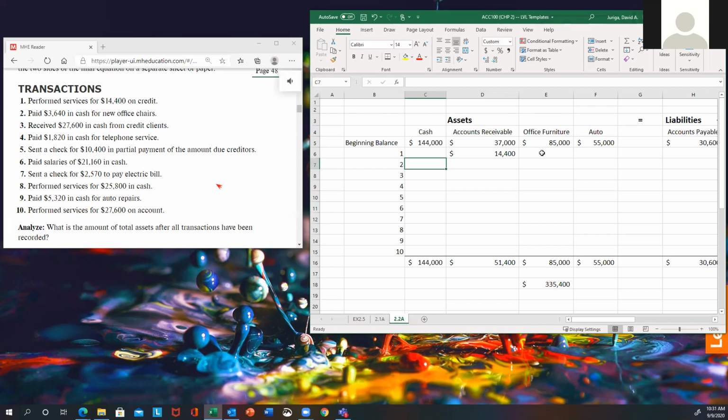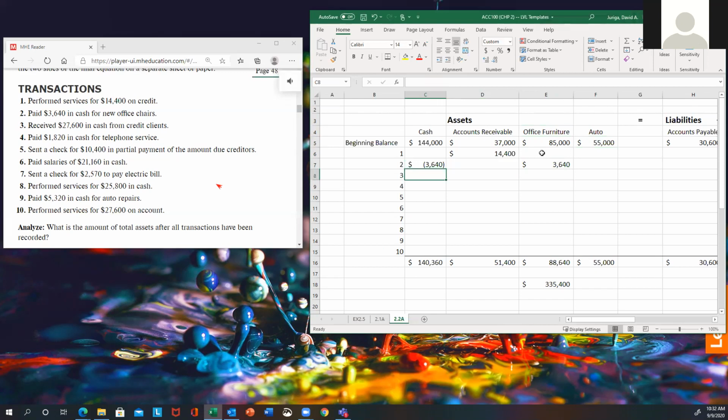Guys, just about every one of these transactions is going to involve cash, just so you know. On number 2, paid cash, is cash going to increase or decrease? Decrease. I would say decrease as well. And then office chairs would most likely be under office furniture. Would you say office furniture should increase or decrease? Increase. There you go. So we got an increase to furniture and a decrease to cash.